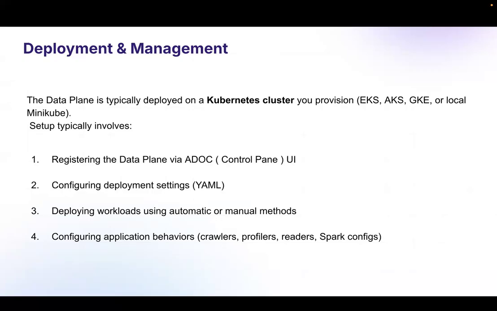If you want to install the data plane in ad hoc, first you need to go to the ad hoc control plane UI. There is an option for registering a data plane. If you click on registering data plane, you have options for configuring data plane settings. In the form, you need to enter the name of the data plane, the namespace where it will run, and the version you want to deploy. Based on the filled form, it will give you YAML settings as well. Then you will have options for automatic deployment or manual deployment. Once the data plane is installed, you can perform your operations like crawling, profiling, or Spark configs, all those things you can play with. So this is a very high level overview of how you can install your data plane in your cluster.